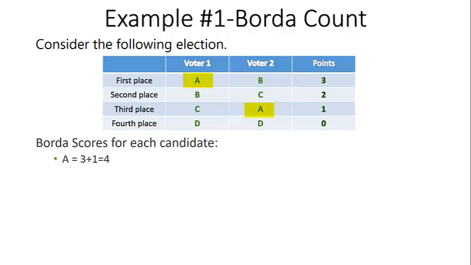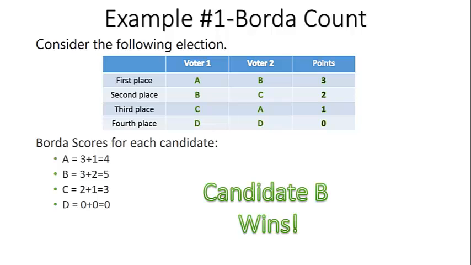See that candidate A has a Borda score of 4. B receives a Borda score of 5. C receives a Borda score of 3. And D receives a Borda score of 0. So if the election were held just like this, then the winner would be candidate B, as that candidate has the highest Borda score.